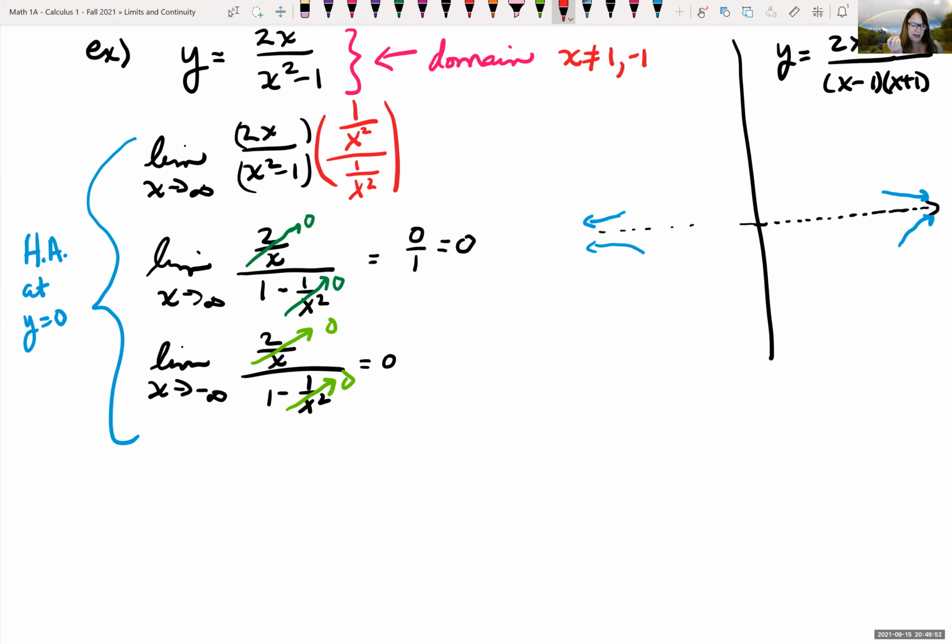If this set my numerator equal to 0 also, it wouldn't be a vertical asymptote. It would be a removable discontinuity. But negative 1 and 1 don't set 2x equal to 0. So I know that I have vertical asymptotes at 1 and negative 1.